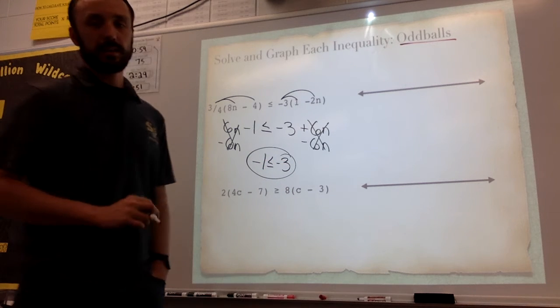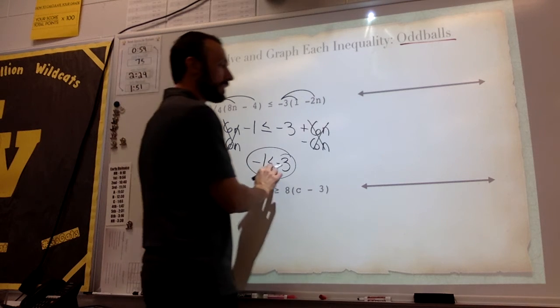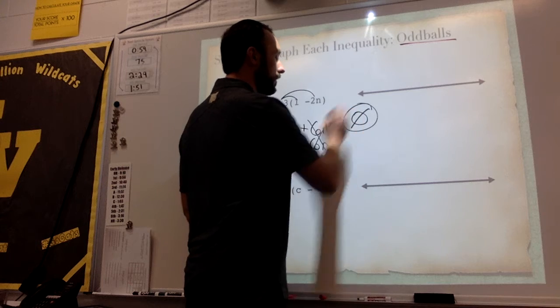Well, is negative 1 less than negative 3? No, it's not. It's greater than. So since this is a false statement, since this is not true, it would be no solutions.